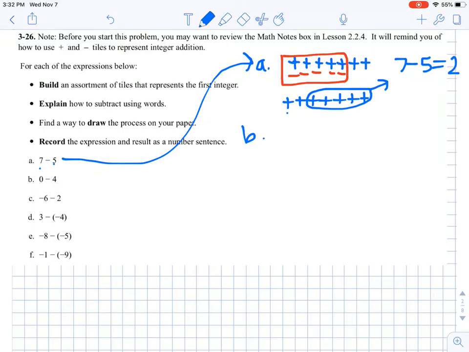For B, I have 0 minus 4. So what I could do for B is I could build a 0 like this. So you see that's a 0 because all of those positives and negatives cancel each other out. And then if I take away positive 4, I'm left with negative 4. So 0 minus 4 is equal to negative 4.